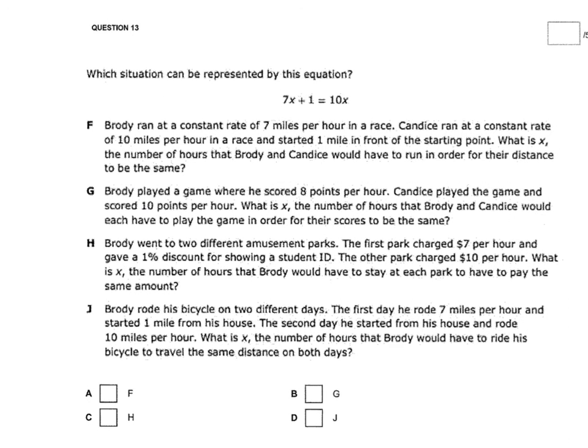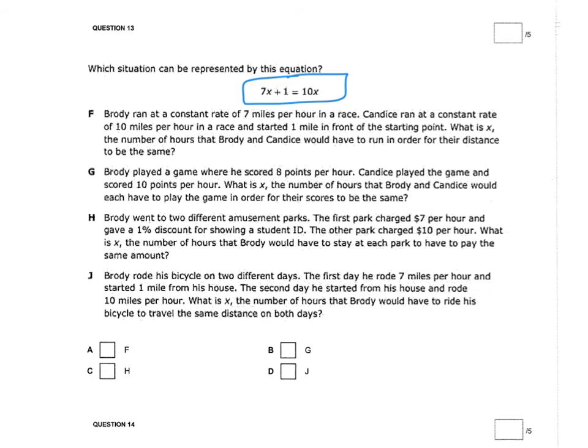Number 13, which situation can be represented by this equation? 7x plus 1 equals 10x. F, Brody ran at a constant rate of 7 miles per hour. In a race, Candace ran at a constant rate of 10 miles per hour. So far that seems to look okay because both of those numbers have variables on it, and that's what your word problem says. And started 1 mile in front of the starting point. Okay, so there's the problem. They put 10 and 1 together, and that's not what your equation showed you.